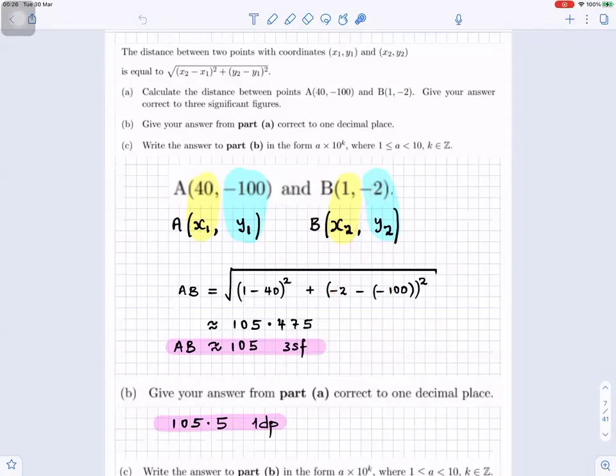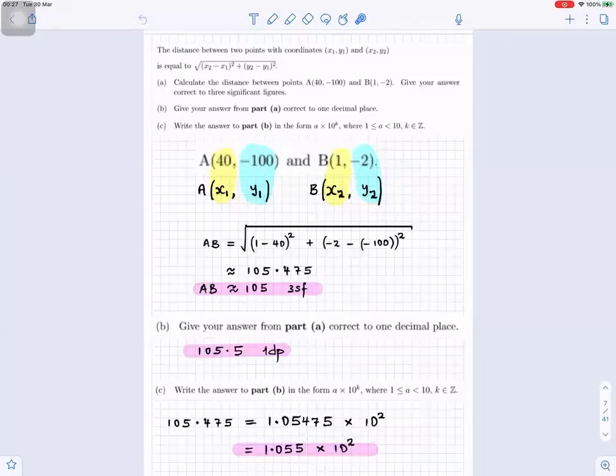You put that in your calculator, you get 105.475. And to 3 significant figures, you put a line there, and this 4 is smaller, so you get approximately 105. Part B, give your answer from part A correct to 1 decimal place. So you put a line after the first decimal place, between 4 and 7, and you round the 7 up, adding 1 to the 4, it becomes 5. So 105.5 to 1 decimal place.